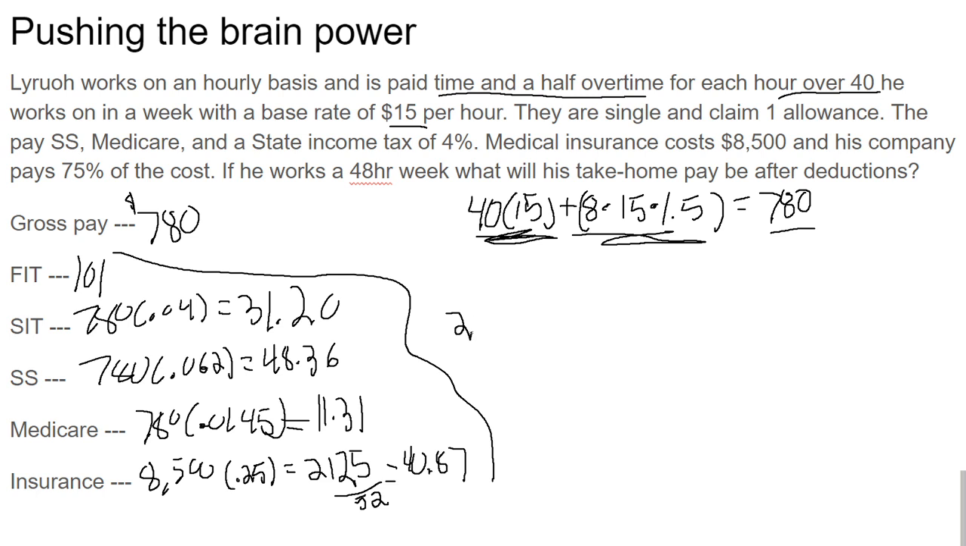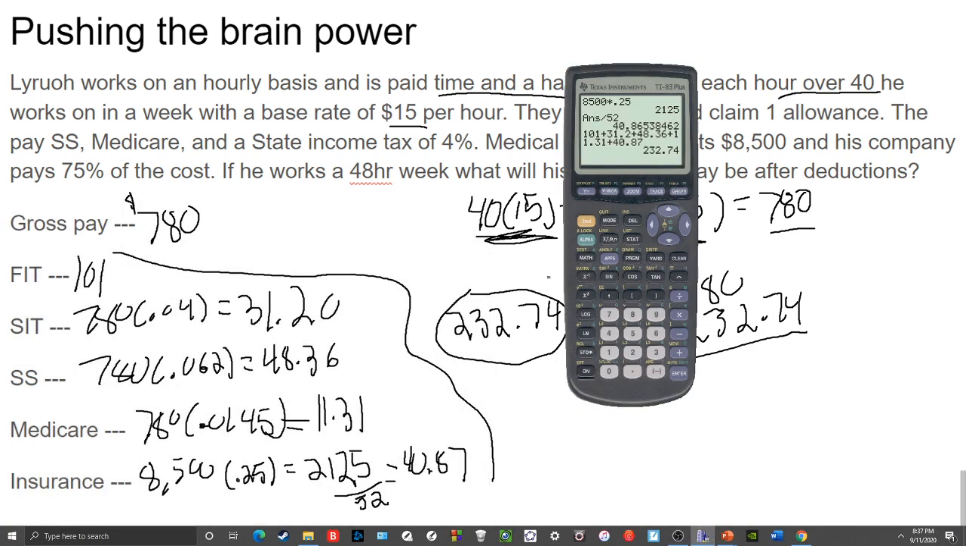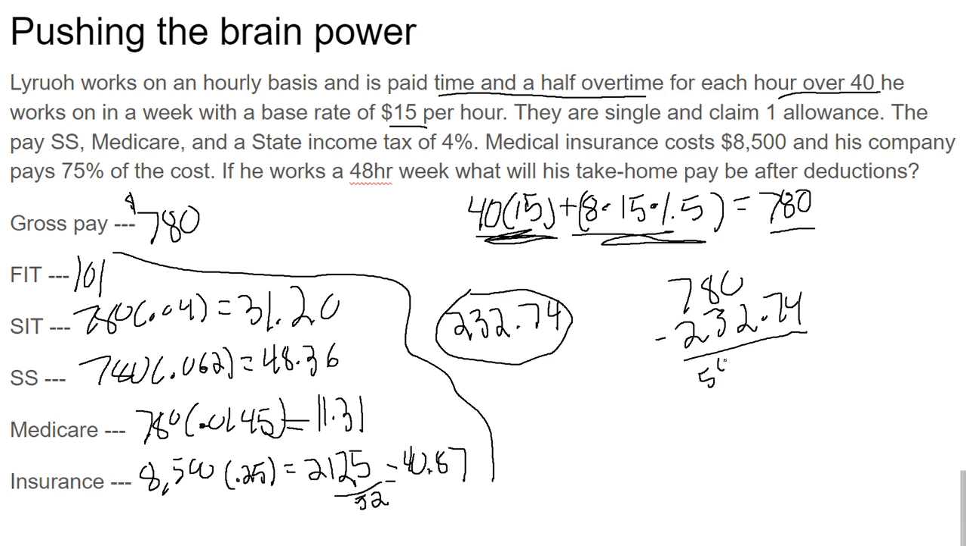232.74. And so then we're going to say, okay, that's his total deductions. Now we're going to take that away from 780. So $780 that he makes minus the 232.74 in deductions. And let's see how much he ends up with. So 780 minus that, and we get $547.26.